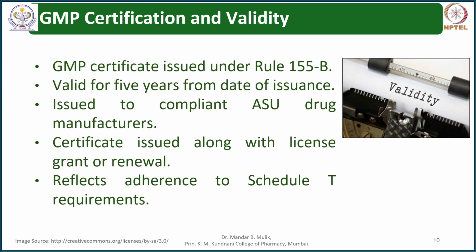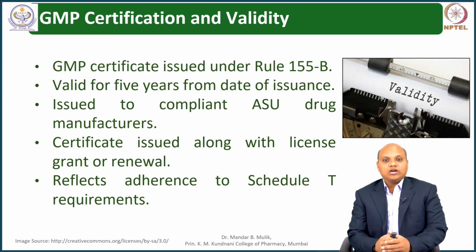GMP certification and validity. The GMP certificate is issued under Rule 155B. The template of this GMP certificate and other parameters are mentioned in Rule 155B. It is valid for a minimum of 5 years from the date of issuance. Renewal is as per the rules and regulations under 155B. It is issued to compliant ASU drug manufacturers only, and needs to be maintained during every inspection.